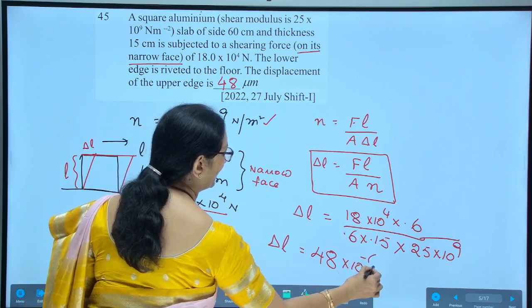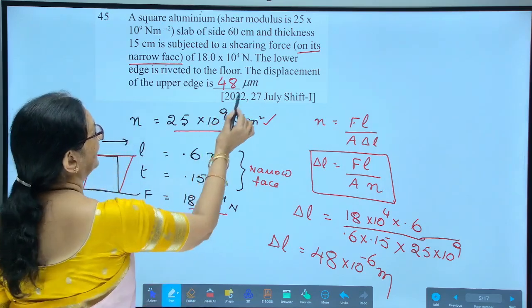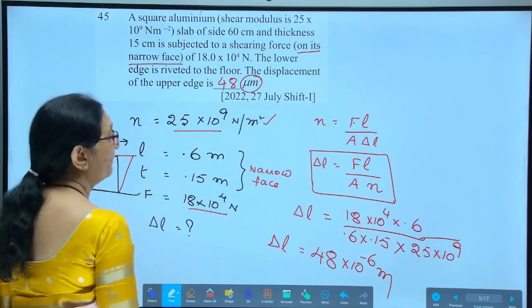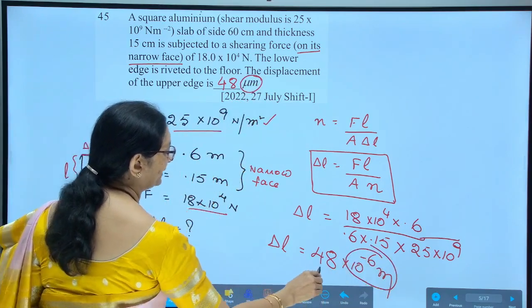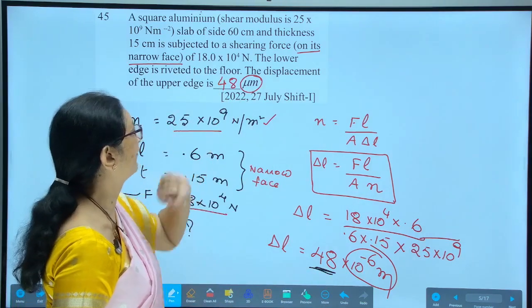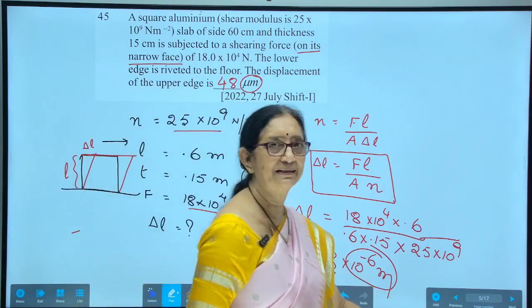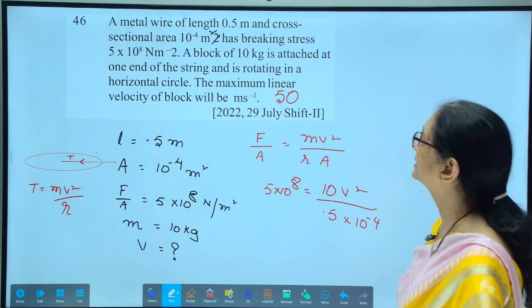into 10 to the power of minus 6 meters, right? But here it is expressed in micrometers. 10 power minus 6 meters is a micrometer, so the numerical value is 48. So 48 is the correct answer for that problem. Okay, so move on to the next problem.